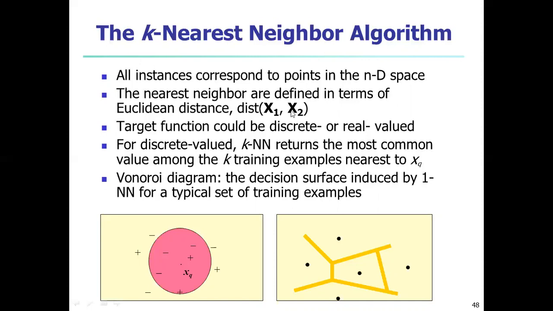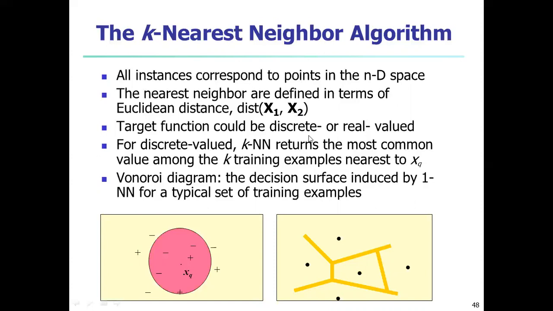Here x1 is one tuple and x2 is another tuple. The squares of the differences are accumulated. So here x1 and x2 are accumulated to those particular values. The target functions could be discrete-valued or real-valued functions.